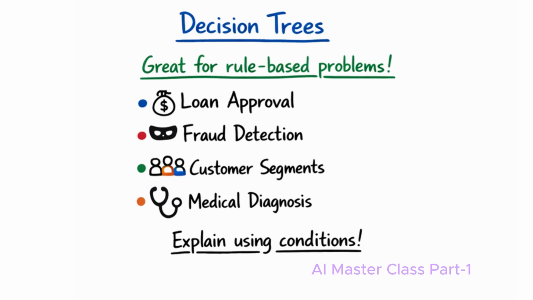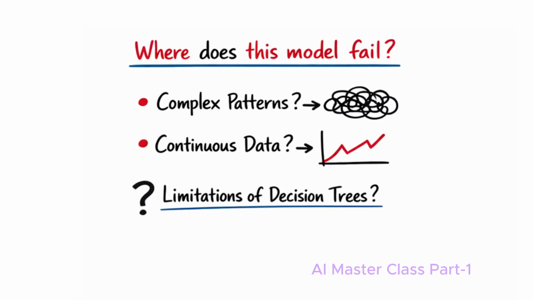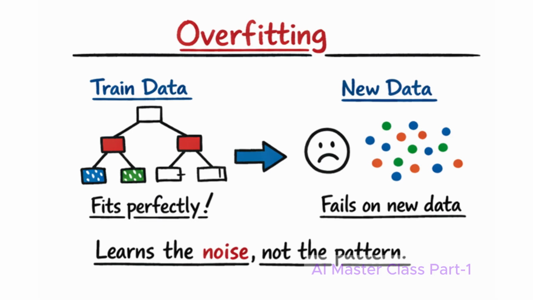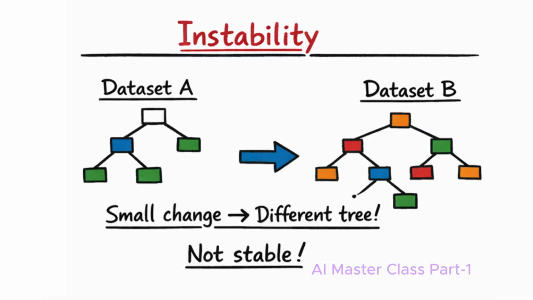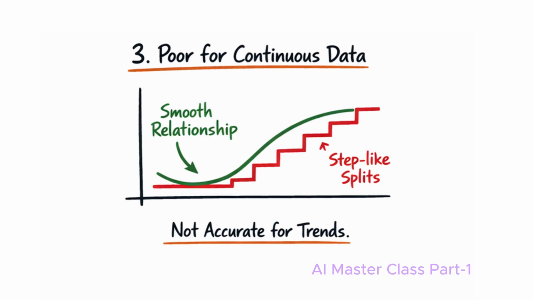Now, the most important part, where will this model fail? The first problem is overfitting. Decision trees can keep splitting the data until they perfectly fit the training data. But when new data comes, they fail because they have learned the noise instead of the pattern. The second problem is instability. If you slightly change the data, the tree structure can change completely. So the model is not very stable. The third problem is that trees do not handle smooth relationships very well. If the relationship is continuous, the trees try to approximate it using step-like splits, which may be inaccurate.